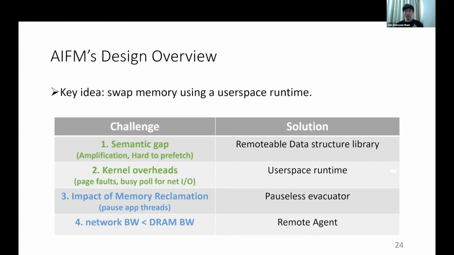In realizing this idea, we address the two challenges I described already. AIFM solves the semantic gap using a remoteable data structure library and avoids kernel overheads with a userspace runtime. The two additional challenges at the bottom are also critical for achieving high performance. For the third challenge, on local memory pressure, reclamation happens, which pauses application threads and impacts performance. AIFM provides a pauseless evacuator to avoid such pausing.